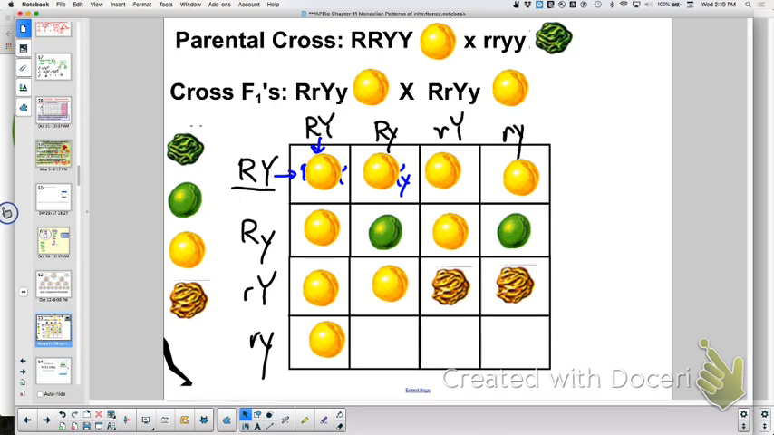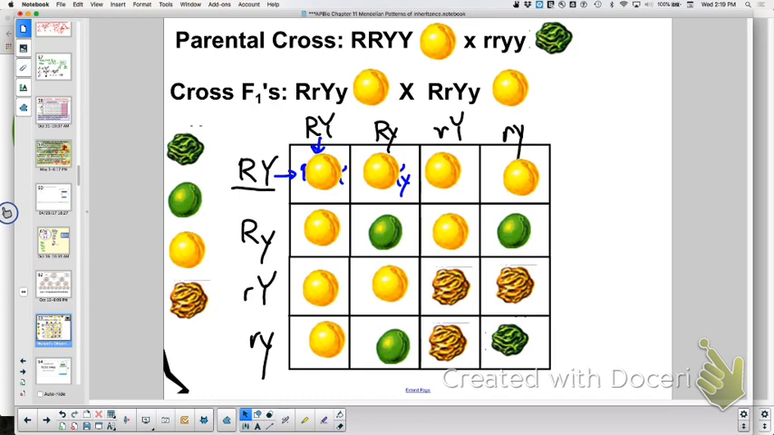Round and what? Green. Oh, it's that one. Round, green. What's this one? Okay, wrinkled. I was calling it shriveled. Wrinkled and yellow. What's this one? Are you good? Now, hang on to that.